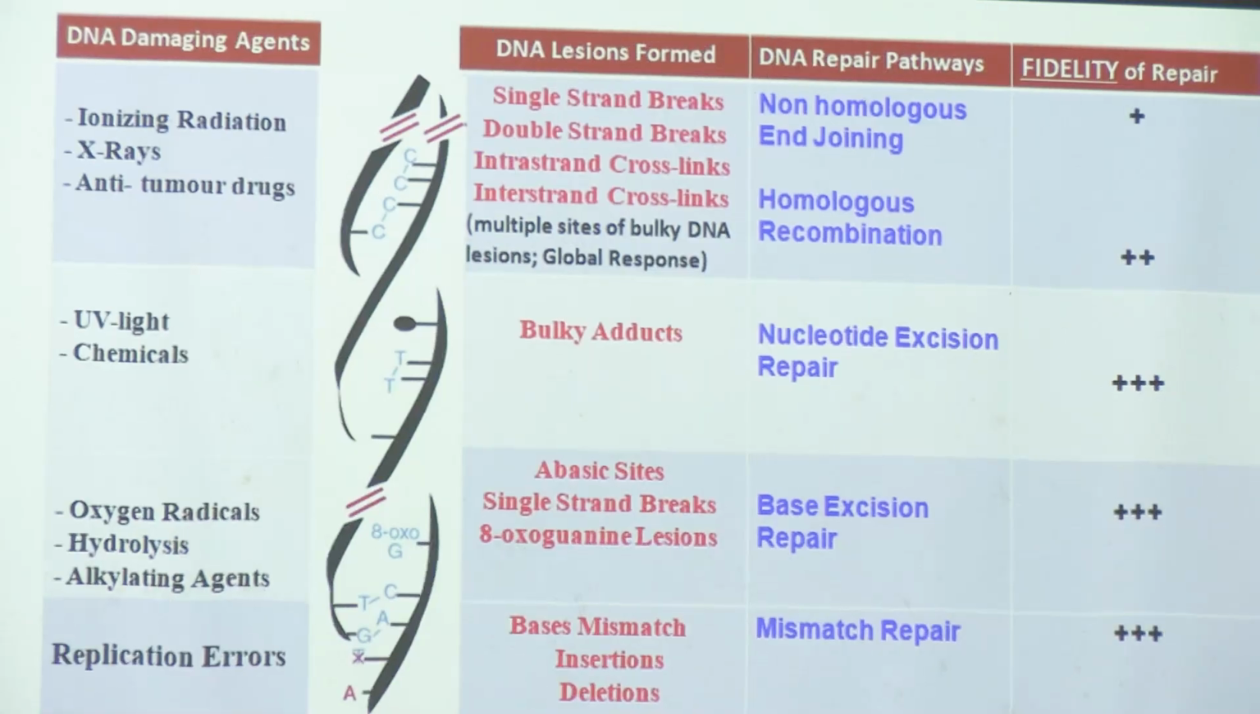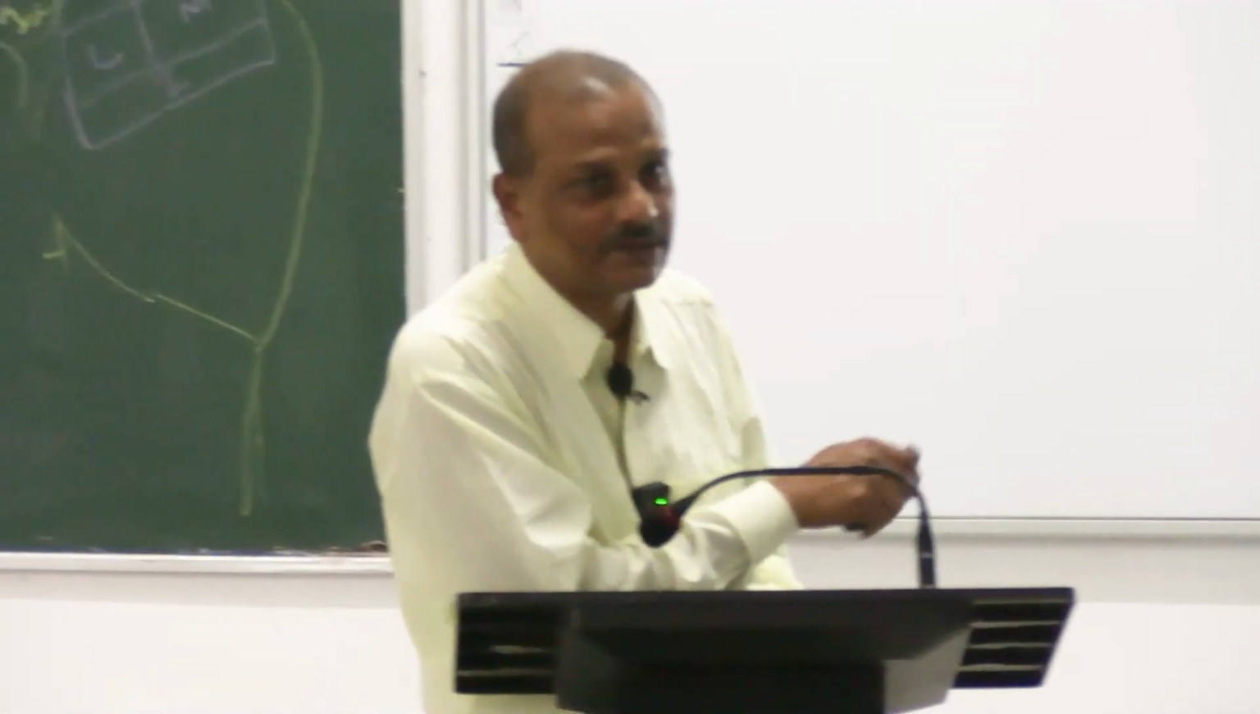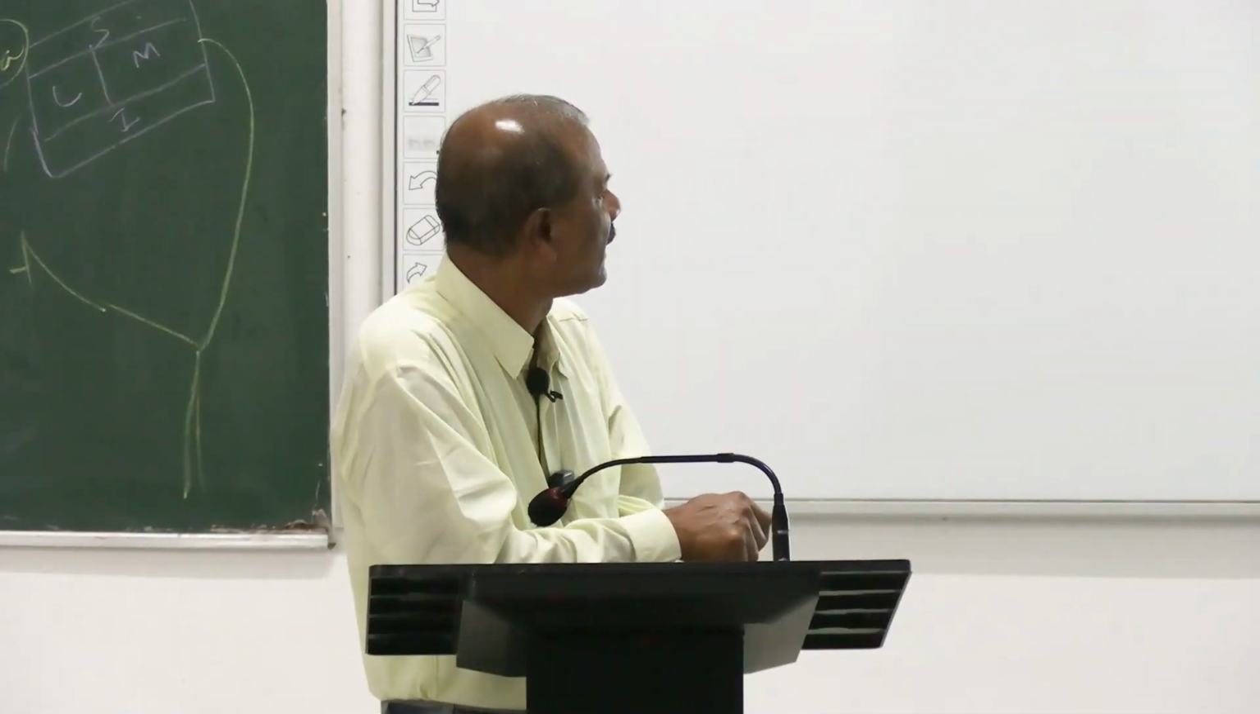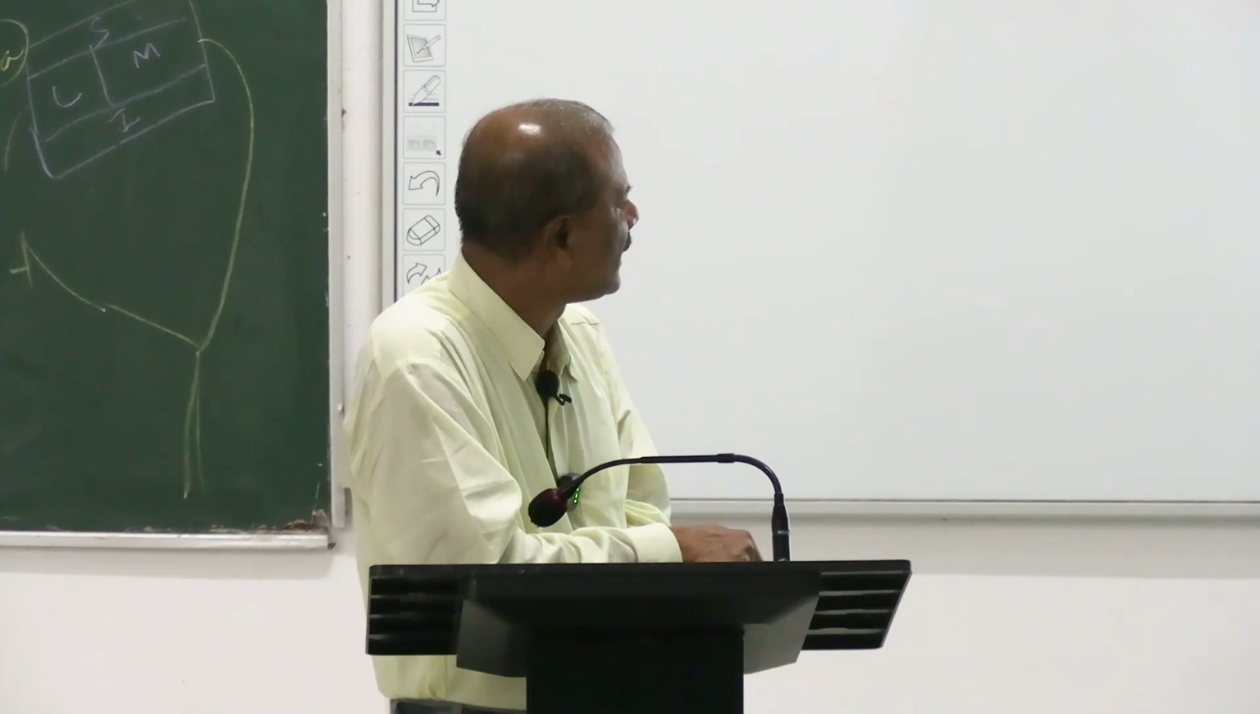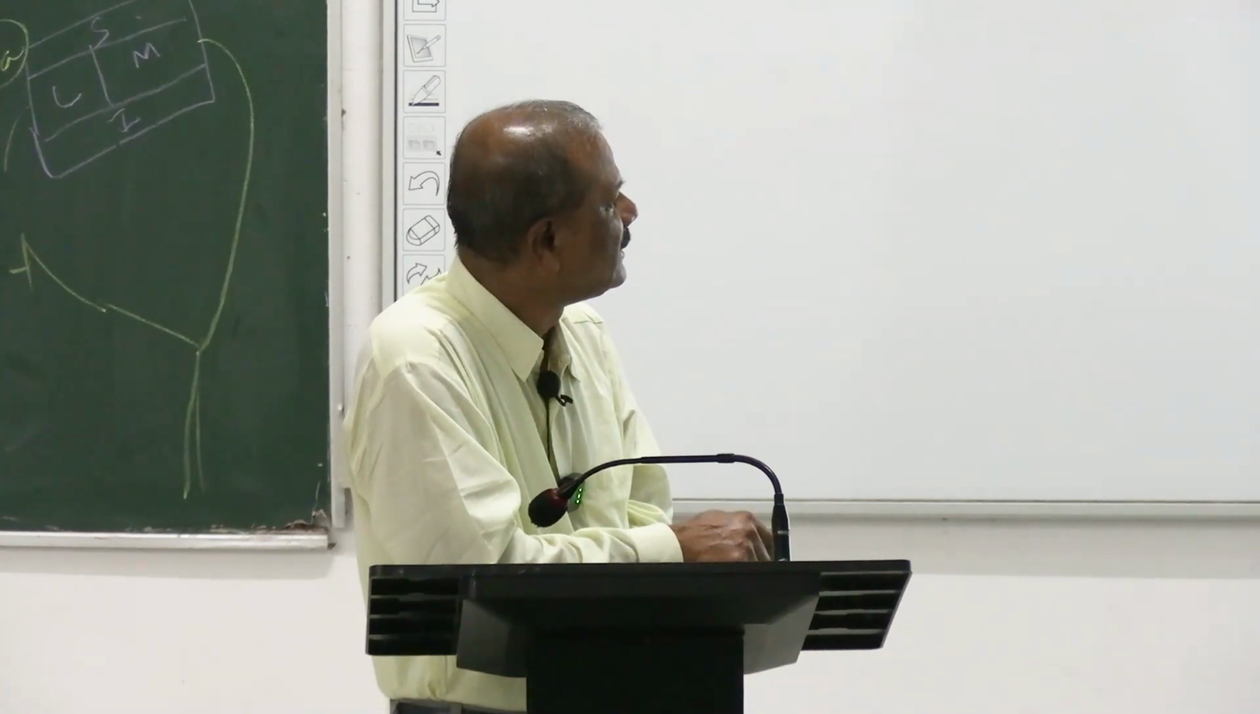So this is the DNA structure. In a simplified way I have tried to explain the kinds of DNA damaging agents, the list I have shown, and this is the DNA damage lesions formed. Basically single strand, double strand, or inter-strand cross-link. This is basically a severe degree of DNA damage. In that condition, non-homologous end joining or homologous recombination occurs. In other cases, such as bulky adducts, base excision repair or mismatch repair takes place, and there is a different mechanism altogether.